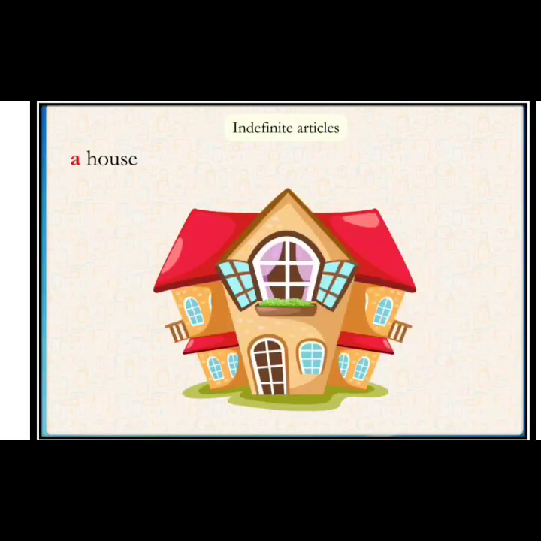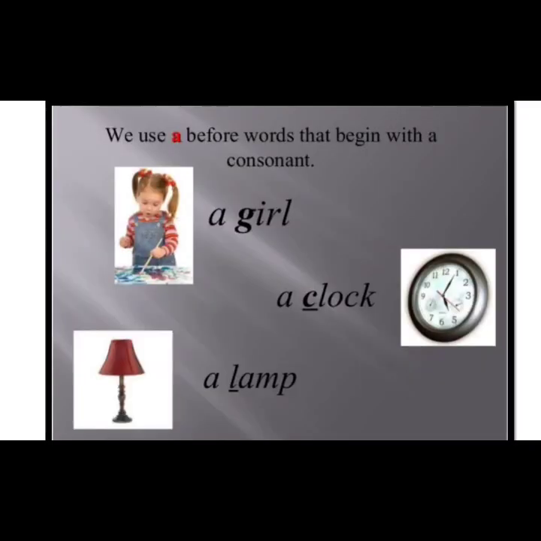Look at the examples. A house. Here we are talking about one house. Kids, let me tell you, a and an, these two articles, are used only for singular and countable nouns. We use a before words that begin with a consonant. A girl, a clock, a lamp.